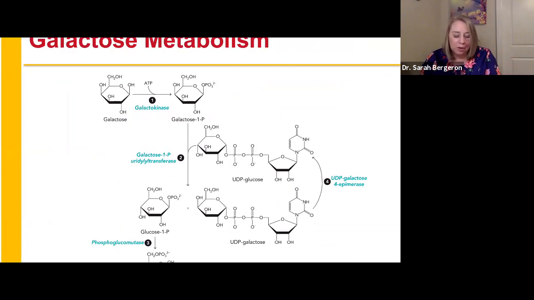So you take your galactose and it goes through galactokinase. Galactokinase, it's a kinase, right? It's going to add a phosphate group. So we get galactose 1-phosphate. This conversion is going to take actually 4 steps in order to go from galactose to glucose. So we have our galactose 1-phosphate.